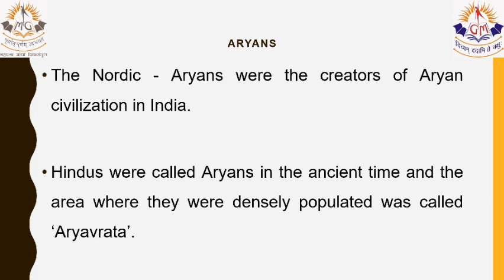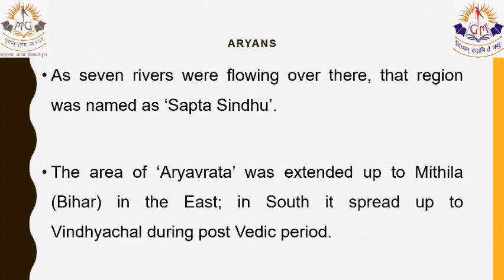So now we come to the time when the people of India started being called Hindus. Hindus were called Aryans in the ancient time, and the area where they were densely populated was called Aryavrata. As seven rivers were flowing over there, that region was named Sapta Sindhu.